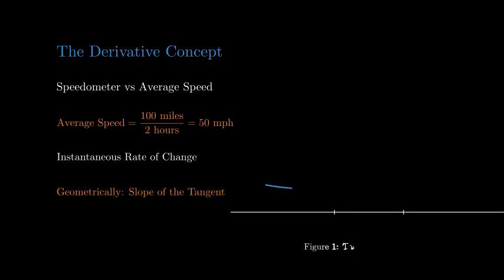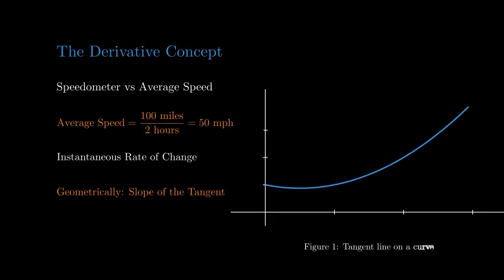It tells you how fast you are moving at one exact split second. That instantaneous rate of change is precisely what a derivative measures. Geometrically, if you have a curve on a graph representing a function, say f of x, the derivative at any given point is the slope of the tangent line that brushes right against the curve at that exact location.